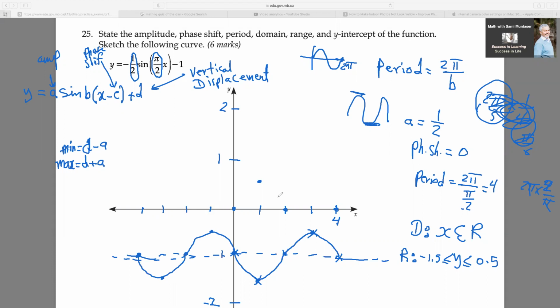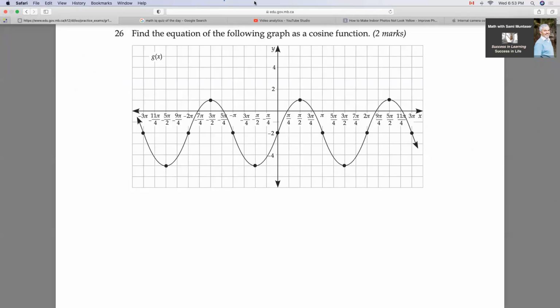What's the y-intercept? The y-intercept is right here. It intercepts the y-axis at -1, so y-intercept equals -1. All right, so let's move on to the next question. Find the equation of the following.